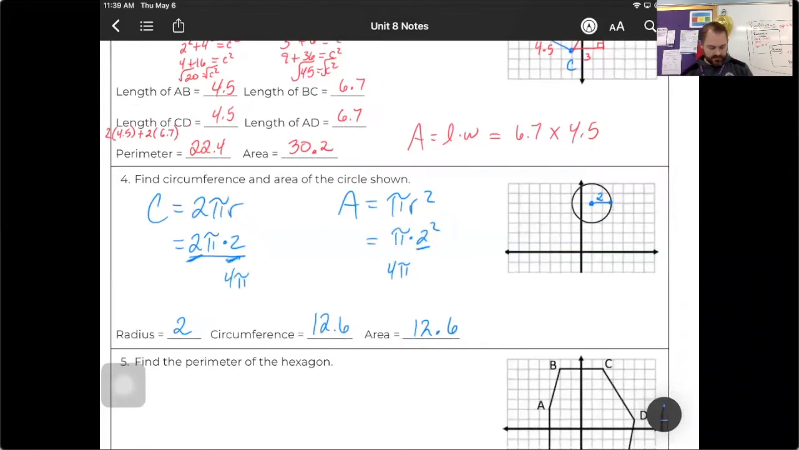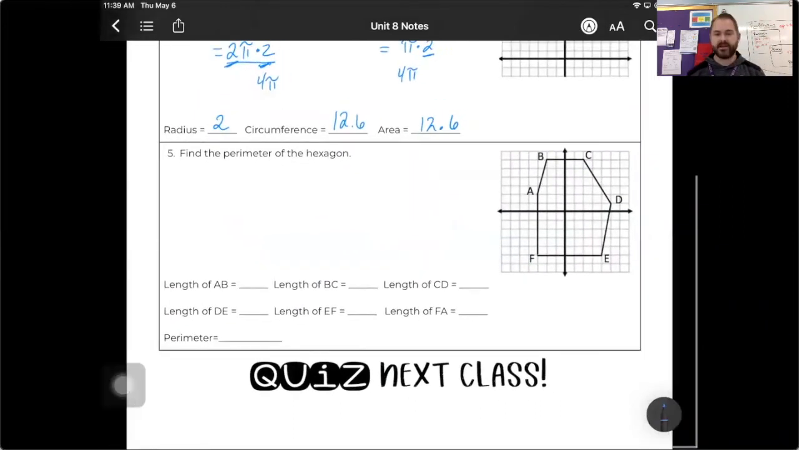All right, one final example. And in this example, I call it a hexagon, but this is not a regular hexagon. All these sides and angles are a little bit different. This is what we call an irregular shape. But we can still find the perimeter, and that's all I ask for this time is perimeter. We can still find the perimeter by adding up all the sides.